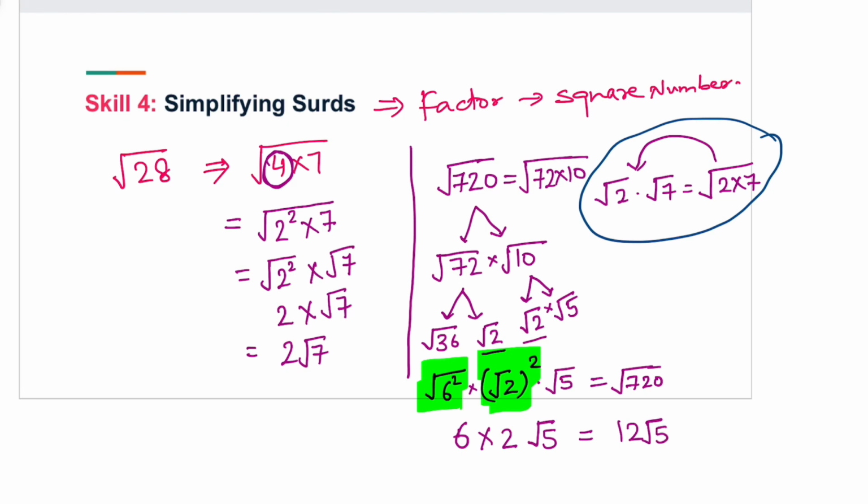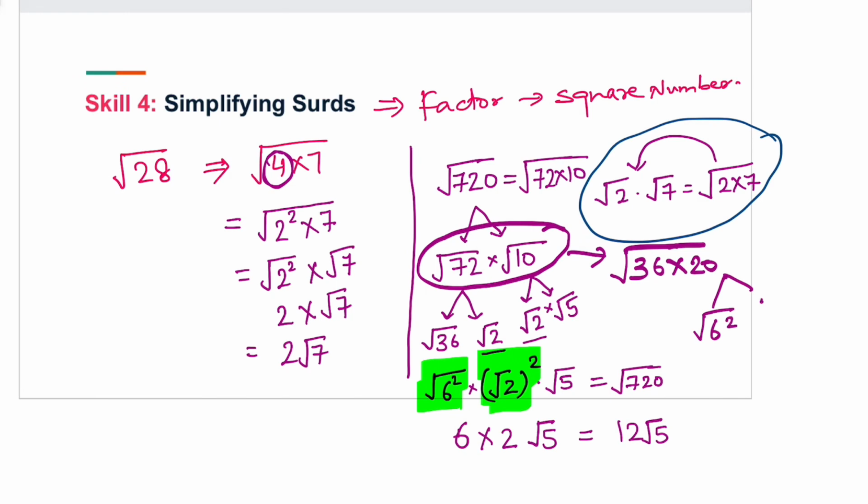If you can think of a factor here at the start, if you can think of 36 as a factor there itself, so 36 times 20, right? Then again you can continue with the tree and it will give you square root of 6 squared, and then here you can have 4 times 5, right? You can follow a different path with different factors, so it will give you 6 times 2 square root of 5, and again you are left with 12 square root of 5. So no matter what factors you start with, you end up with the same answer.